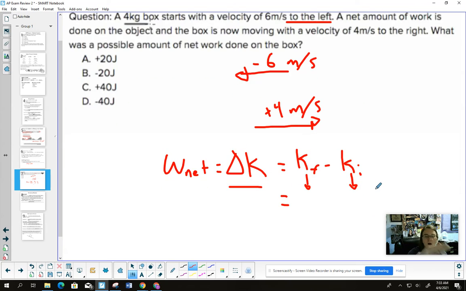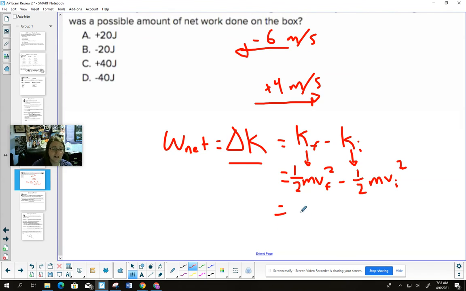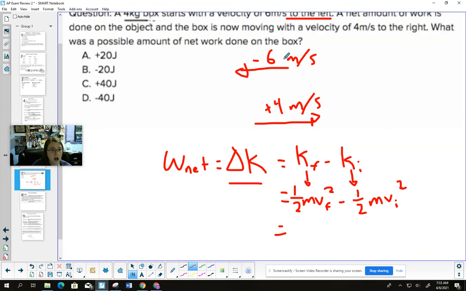If you're not sure what I'm talking about, you should look back at what you've written down so far. This is 1/2 m v final squared, because this kinetic energy is based off the final speed, minus this kinetic energy, which is based off the initial speed. And do not forget that square there. So all we have to do is plug in from here. We have the initial and we have the final. Be careful not to jumble those up. Go ahead and plug in and see what you get.